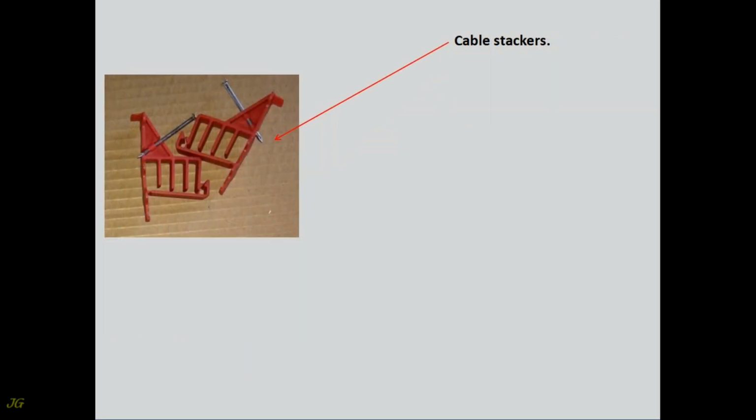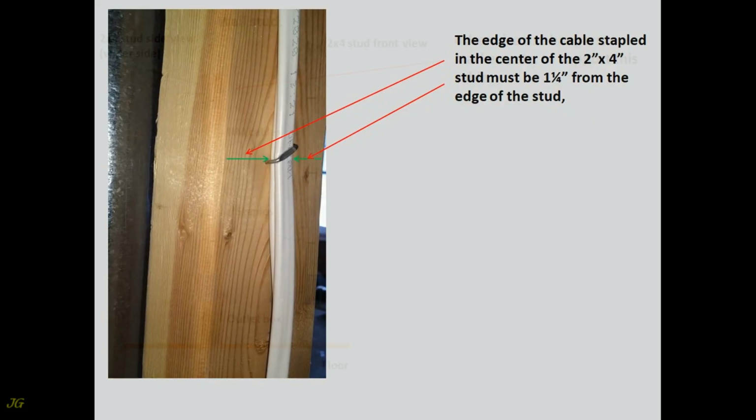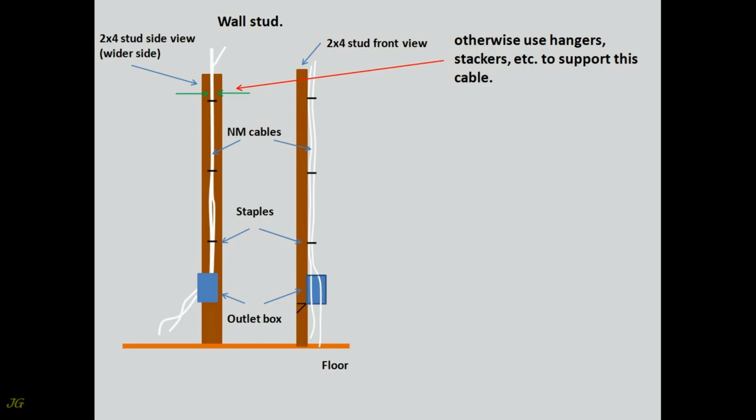Cable stackers. The edge of the cable stapled in the center of the 2 by 4 inch stud must be 1¼ inch from the edge of the stud. Otherwise use hangers, stackers, etc. to support this cable.